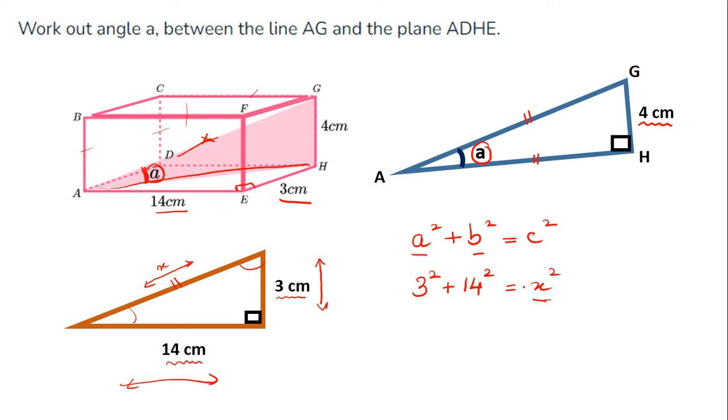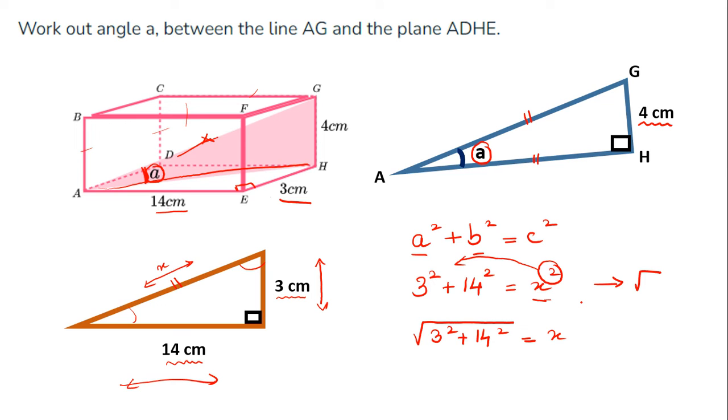And by isolate, I mean whatever is attached with the x goes to the other side. So here I have a squared attached with the x. So when this little square travels to the other side, it turns into a square root, which means I will take something like this: square root of 3 squared plus 14 squared equals x.